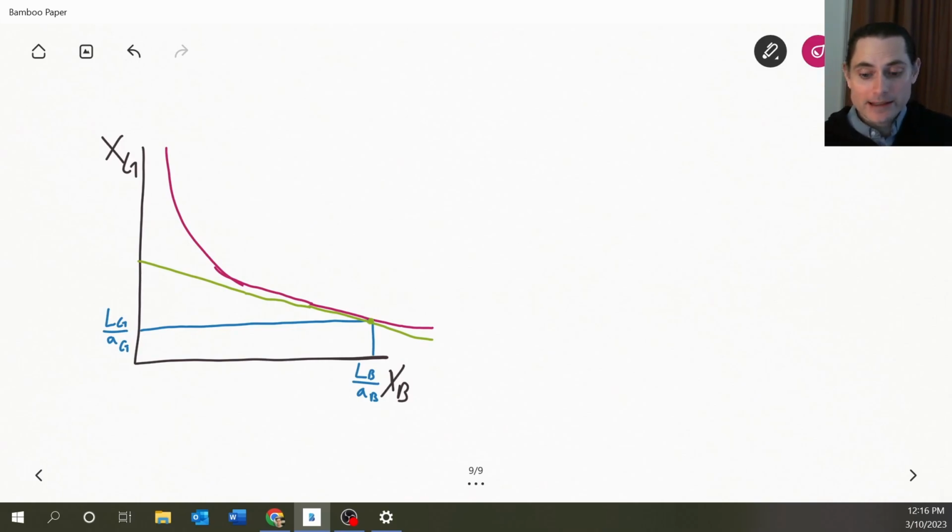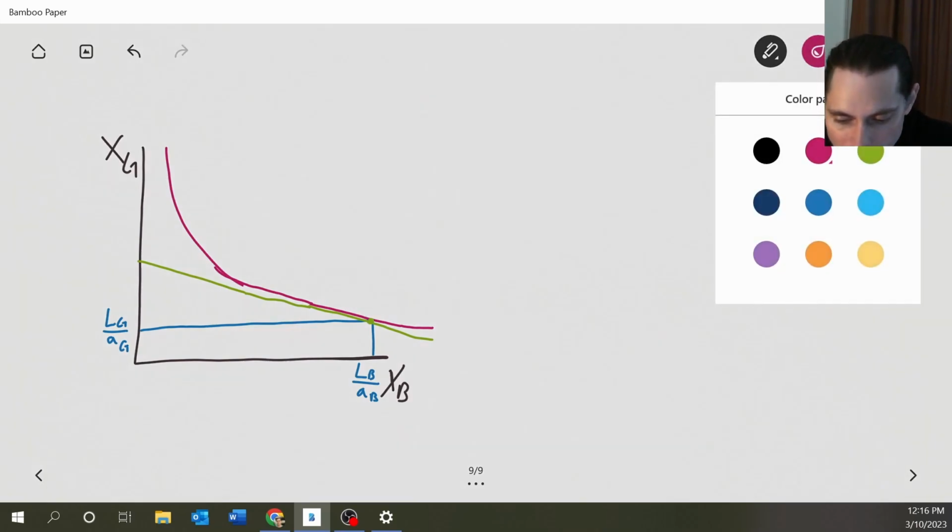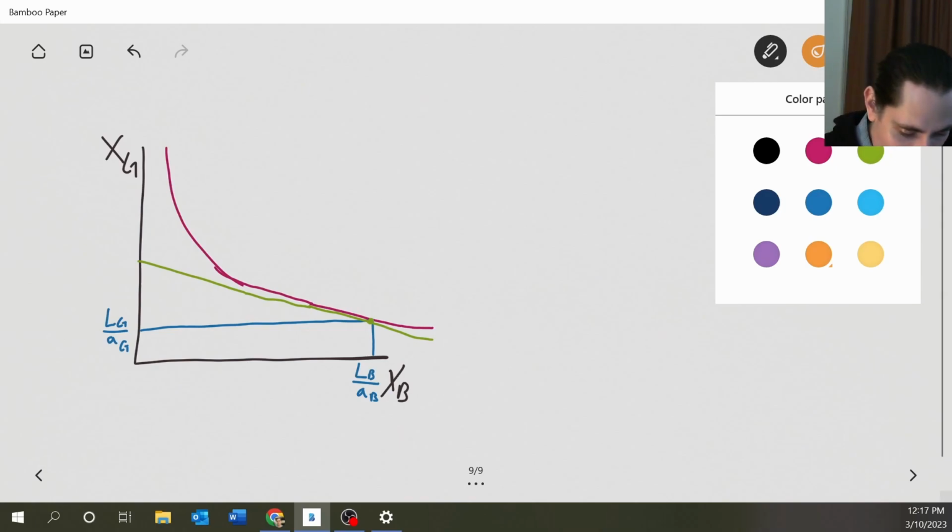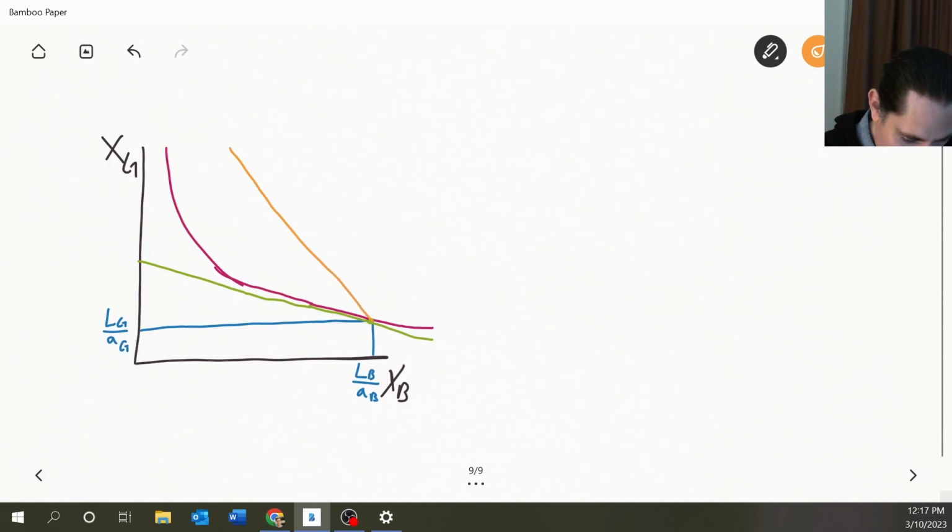Okay, when we open up trade, we actually can move that price line. So now I'm going to have a new price line after opening up trade. And in fact, I told you what it was in our example. The price line was PG divided by PB equal to 2. So then we need a line with a slope of negative 2. Slope negative 1 would be like that. Slope negative 2 is going to be slightly like this. Let's just do it like this. Maybe something like that. Okay? So, production doesn't change.